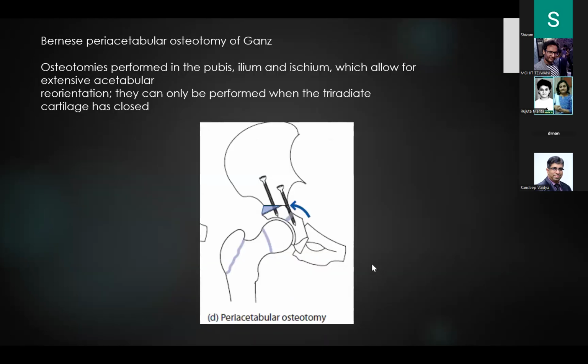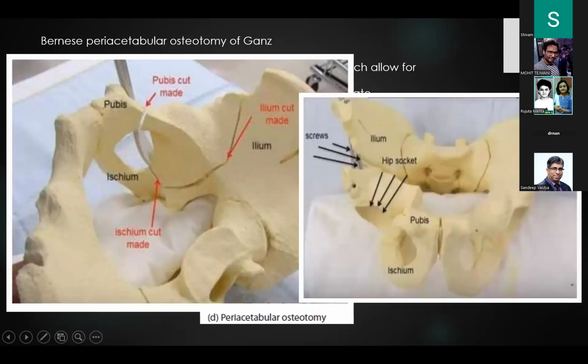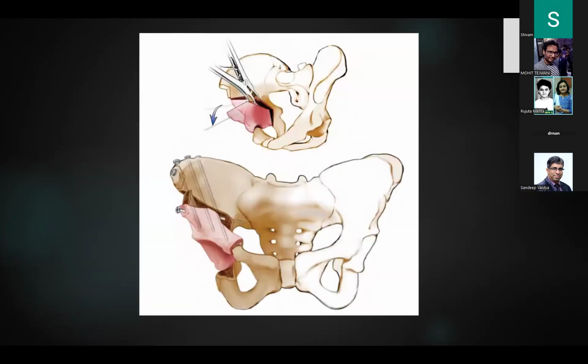In this osteotomy, the osteotomies are performed at the pubis, the ilium and the ischium. It allows for extensive acetabular reorientation and can only be performed when the triradiate cartilage is closed. So we have a complete pubic osteotomy and a partial ischial and iliac osteotomy, leaving the entire posterior column intact. And then this fragment is reoriented and fixed with K-wires and bone graft.